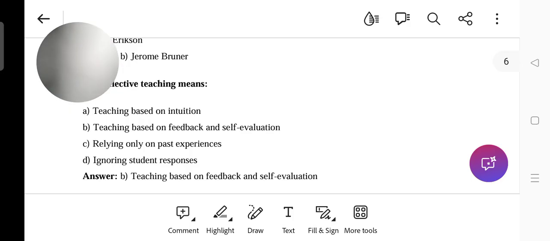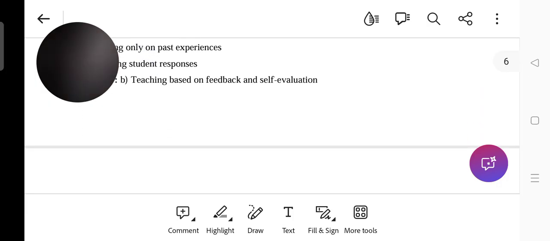Then we can reflect what is our problem. We make some self-evaluation. When we collect the other feedback, then we can find out what is the reflection of my work, reflection of the students' results. Okay.